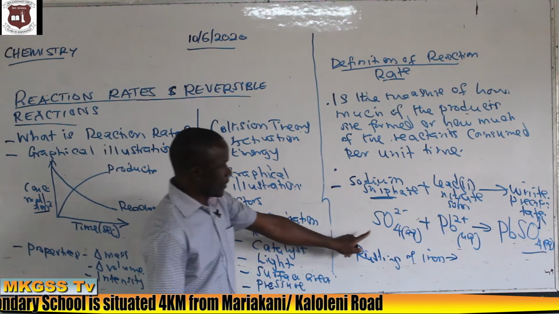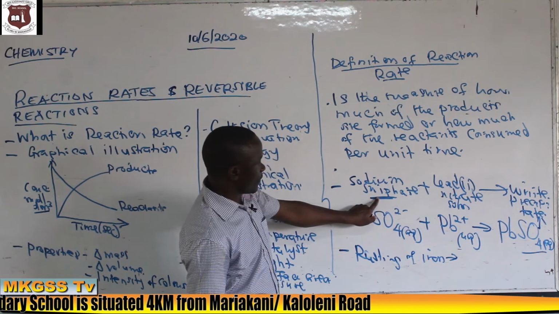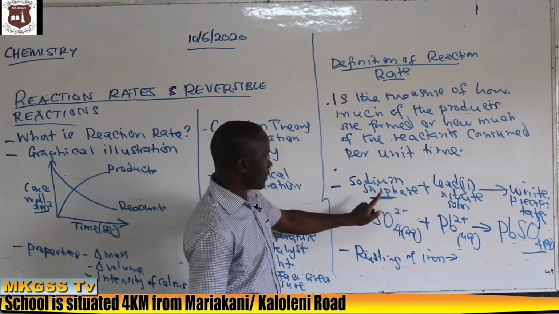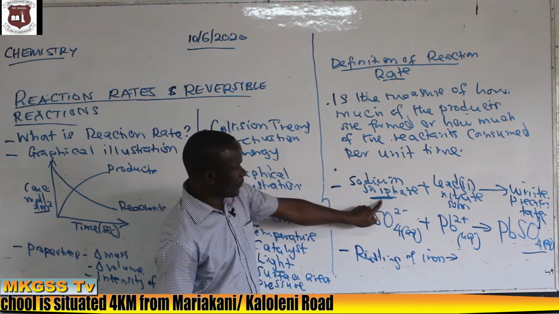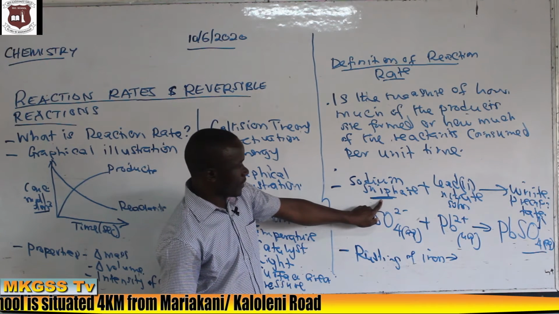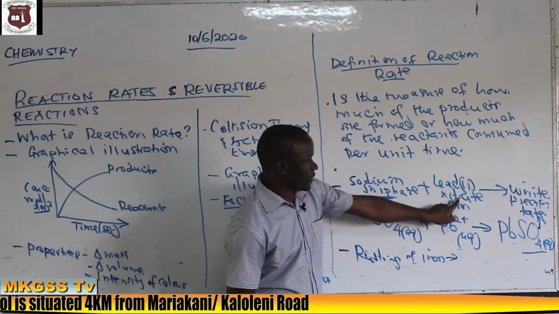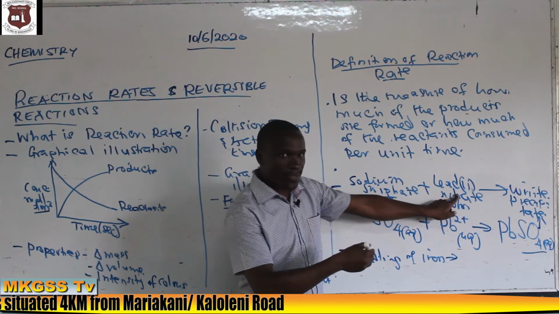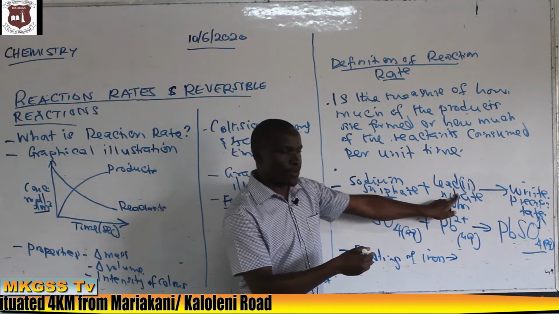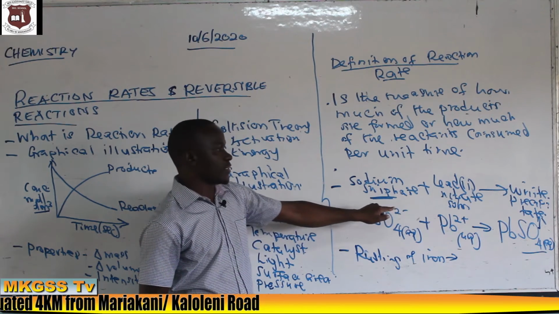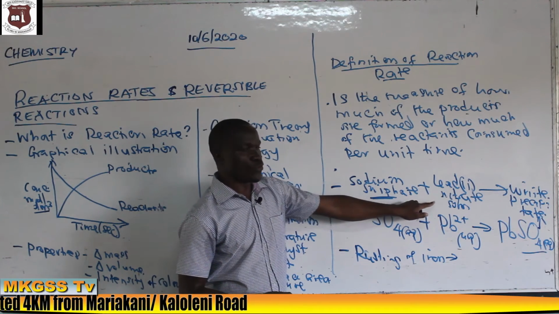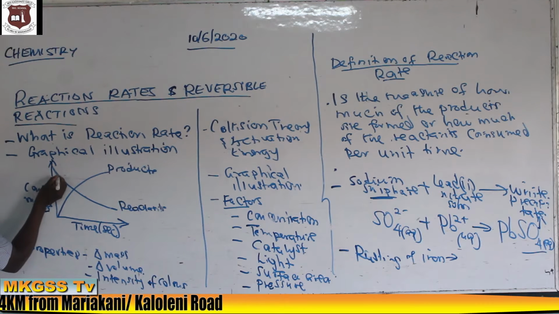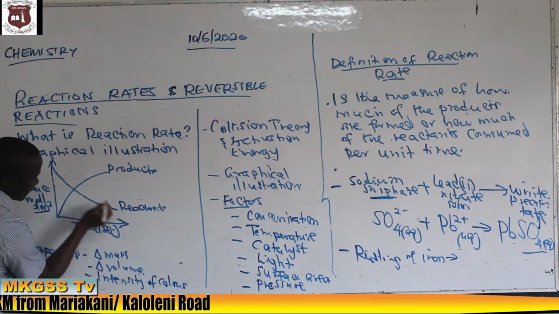For instance, when you react sodium sulfate and lead 2 nitrate solution, you realize that with the time, the concentration of the sulfate ions and the concentration of the lead 2 ions will be used up in the process, and therefore with the time their quantities will tend to reduce. And so this one can be illustrated by the fall in the graph.